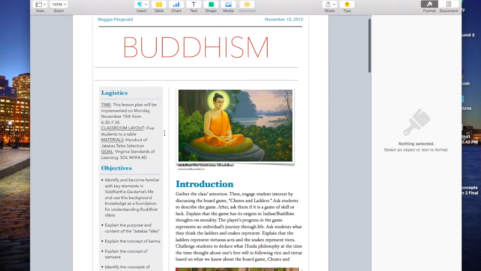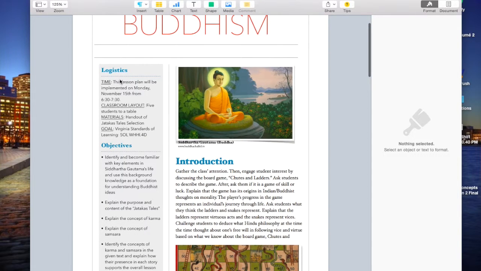All right, so first, logistics. Here you can see I indicated the time, the classroom layout, the materials, and the goal. And in this case, the materials is just a handout. Now, this portion of the lesson plan is mostly to help me in my own personal organization so that I can be fully prepared for the lesson I'm about to teach.